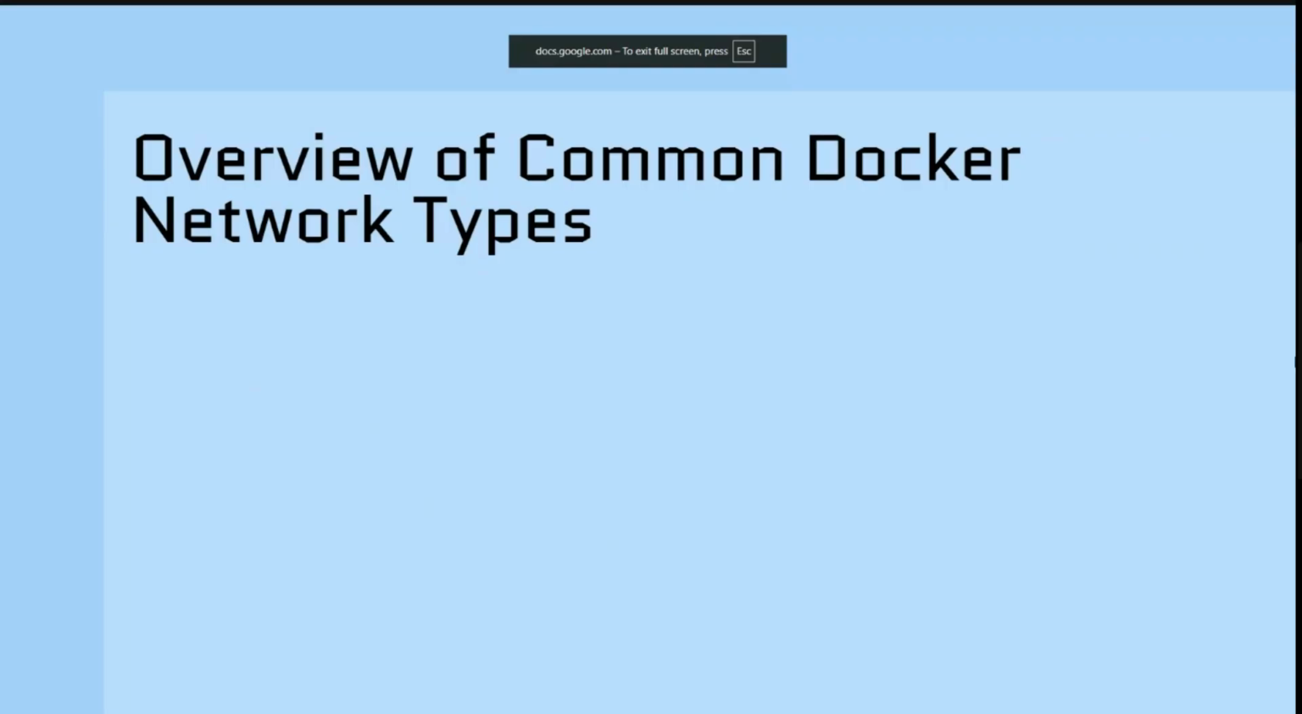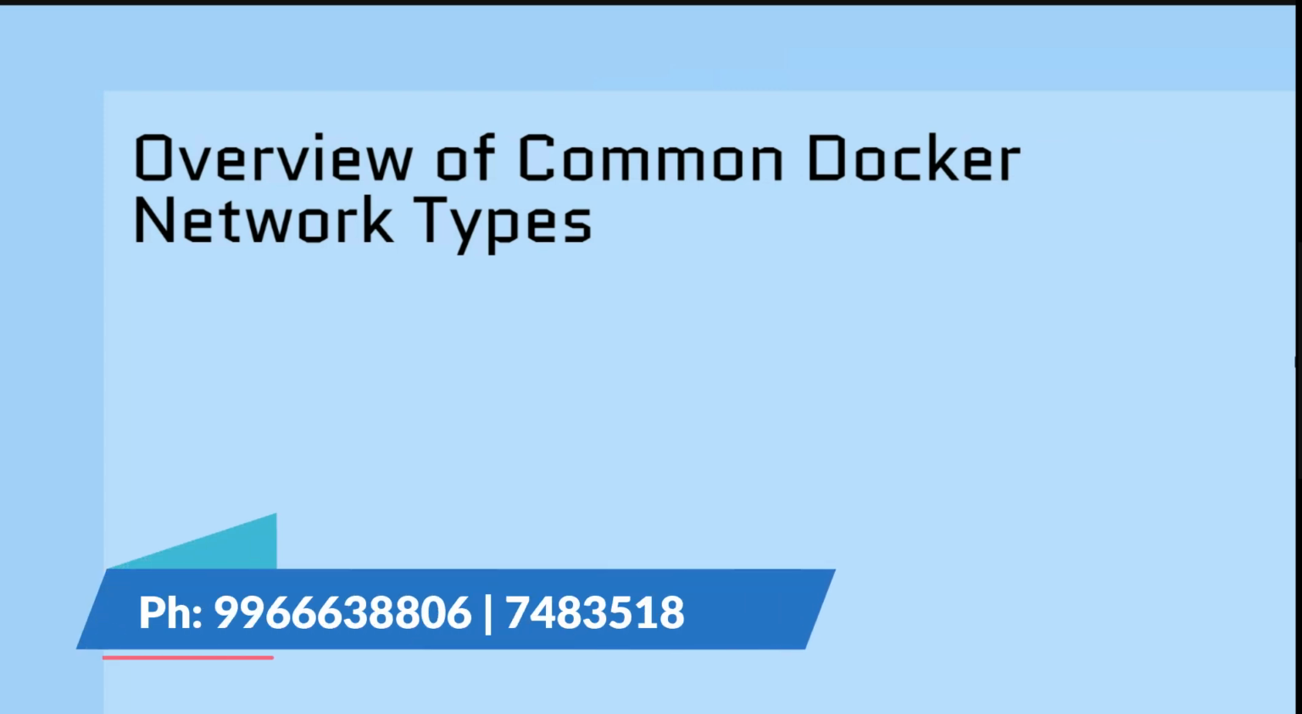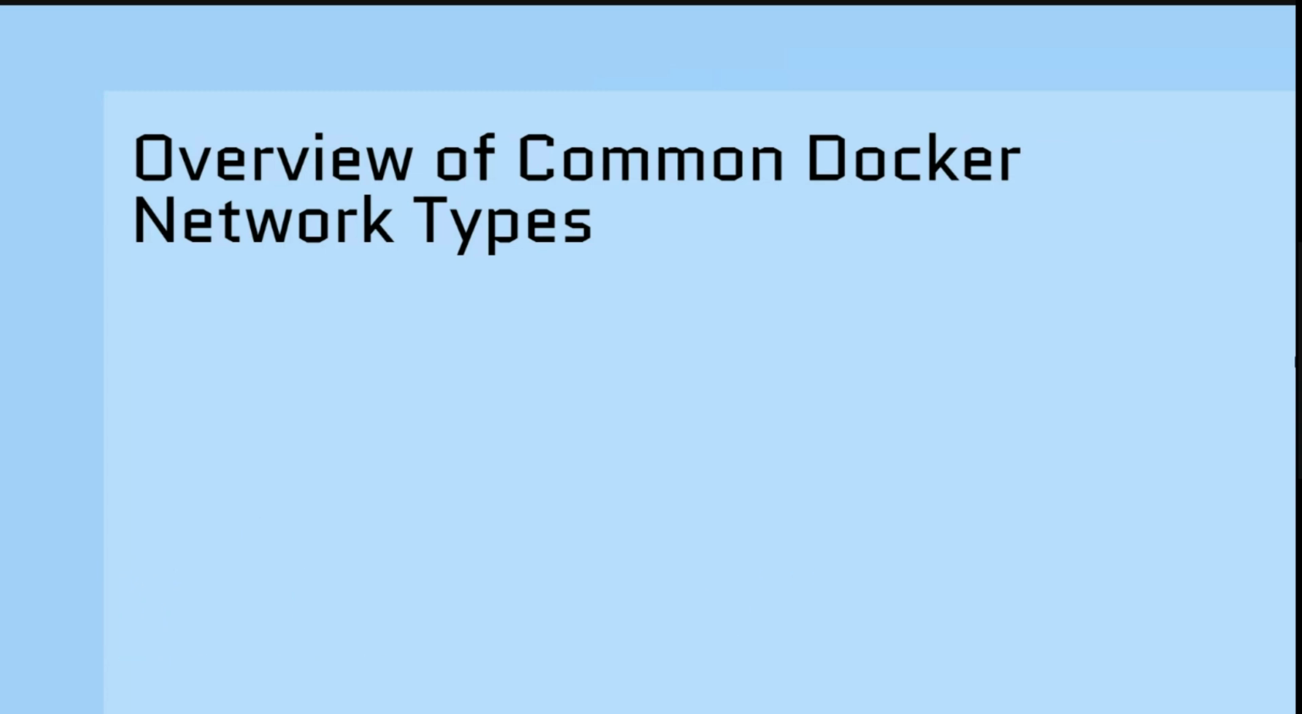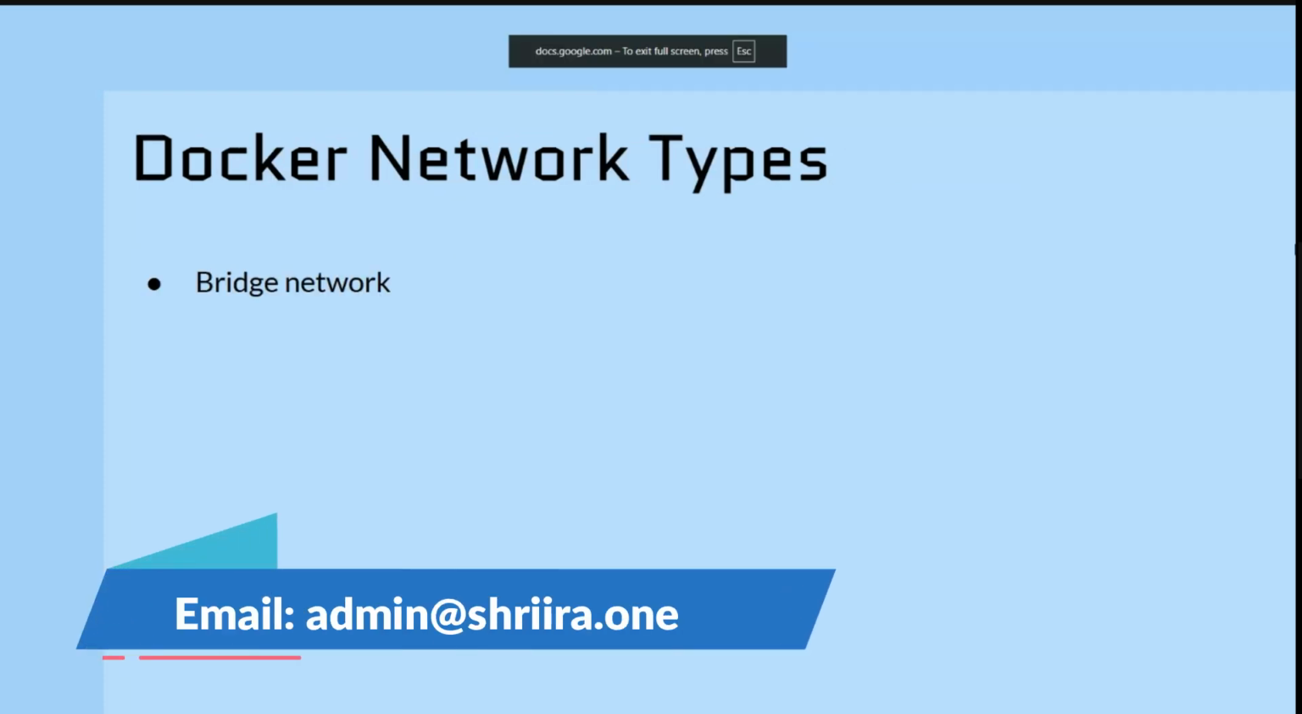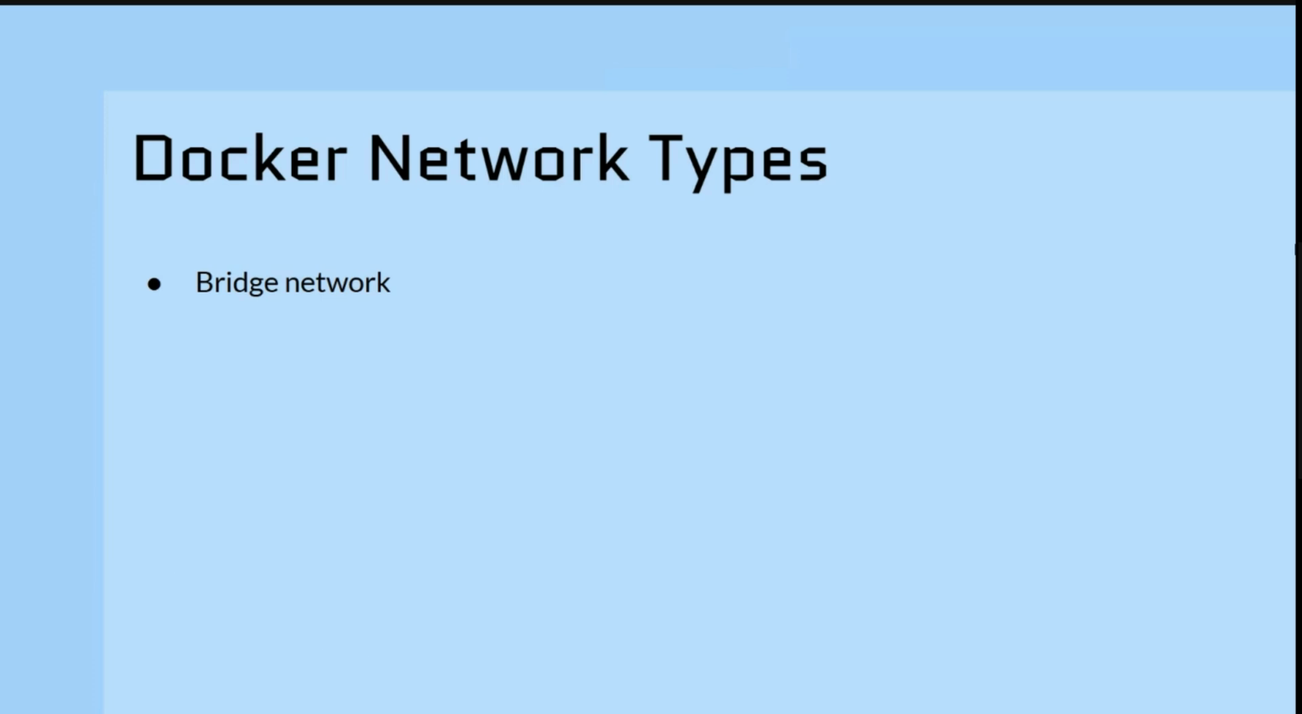Overview of common Docker network types. Docker containers communicate with each other across servers and even with the outside world. But how is that done? In this section, we'll review the three Docker network types in detail and learn how each one plays a unique role. First is the bridge network.